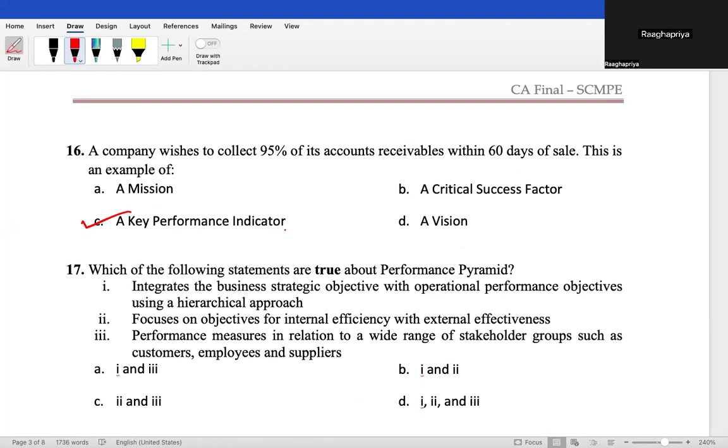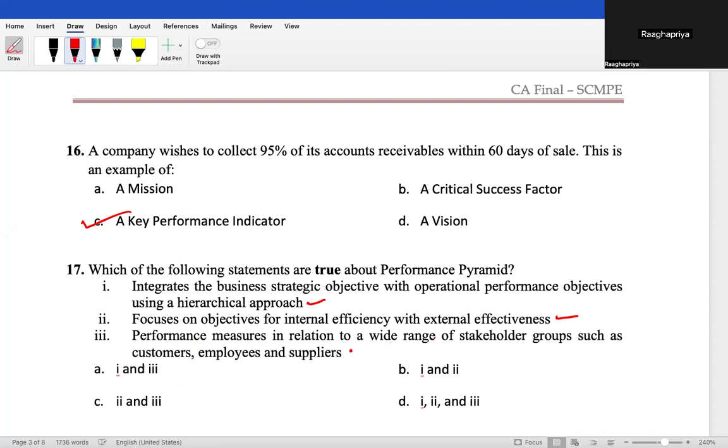Question 17. Which of the following statements are true about the performance pyramid? Point 1. Integrates the business strategic objectives with operational performance objectives using a hierarchical approach. Correct. Point 2. Focuses on objectives for internal efficiency with external effectiveness. Both internal and external are there. Am I right? Point 3. Performance measures in relation to a wide range of stakeholder groups such as customers, employees, and suppliers.